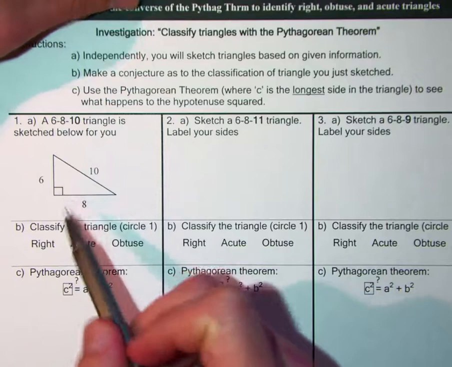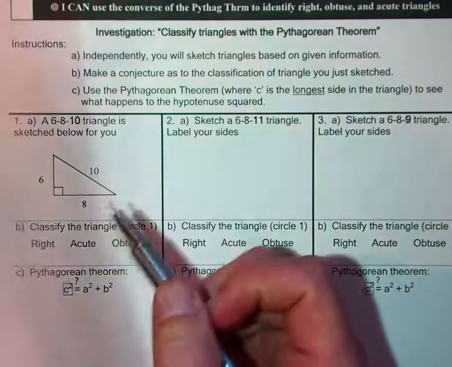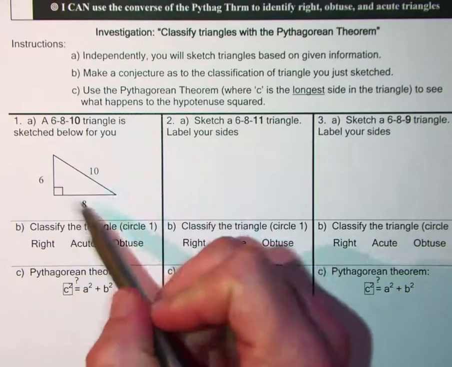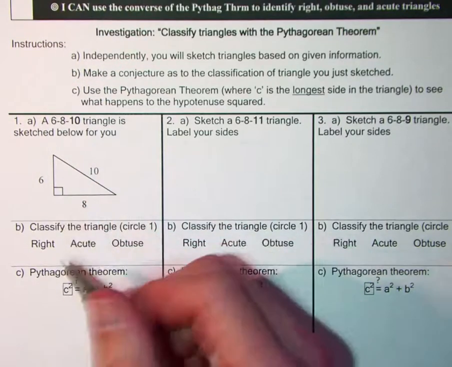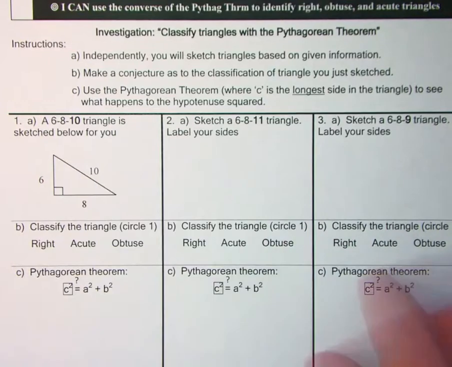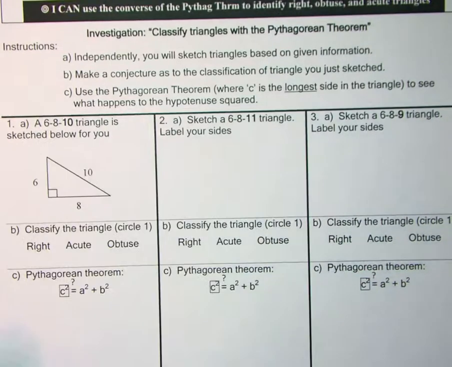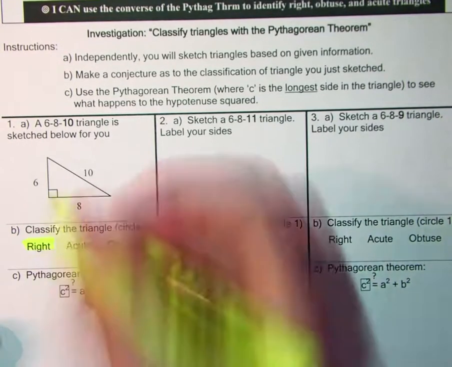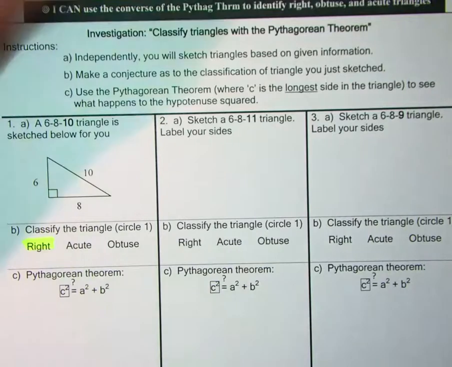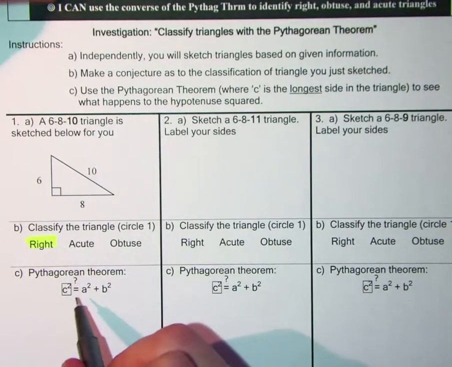So let's take a look at this triangle right here. You probably already recognize it as a right triangle because it's really a 3, 4, 5 with a scale factor of 2. But I believe it is a right triangle, and we're going to prove it by making sure a squared plus b squared does equal c squared. Notice I shifted it around.